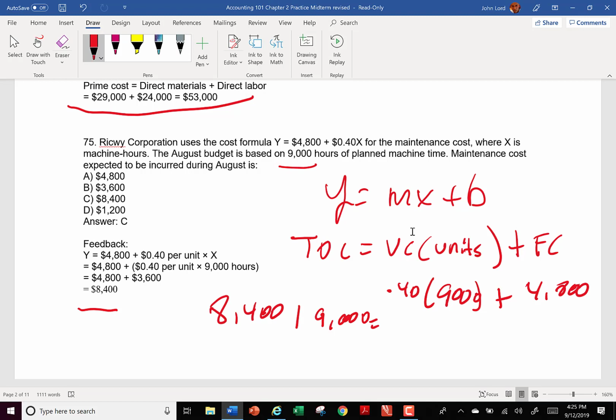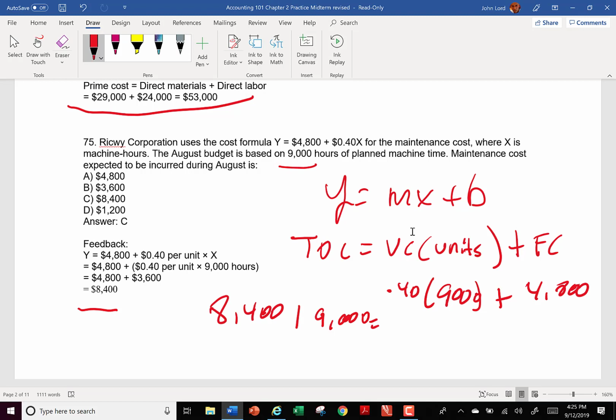Okay, we're going to put our cell phones away. We're going to stop paying attention to cell phones. If you ask me to add this class, don't come to the class and then play with your cell phone the whole class. So 8,400 divided by 9,000 is what?